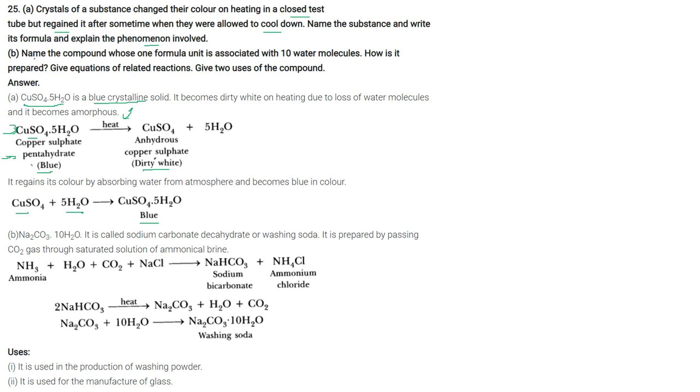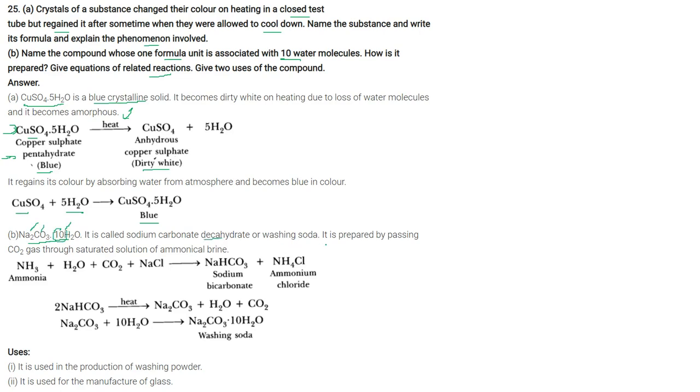Then next: name the compound whose one formula unit is associated with 10 water molecules. How is it prepared? Give equations of related reactions. Give two uses of the compound. So Na2CO3.10H2O is the answer. This is called sodium carbonate decahydrate, because of the 10 waters, or washing soda.